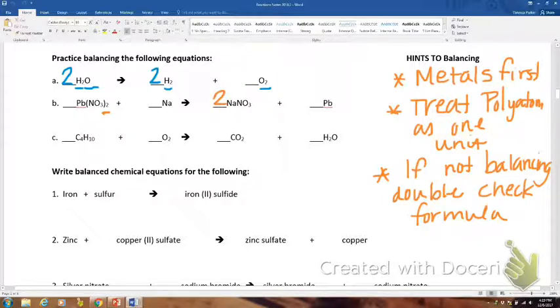Remember, the only way you can balance equations is to put coefficients in front. You cannot change the subscripts. You can't say, oh, I need 2, so you throw a 2 behind something. You got to put it in front.